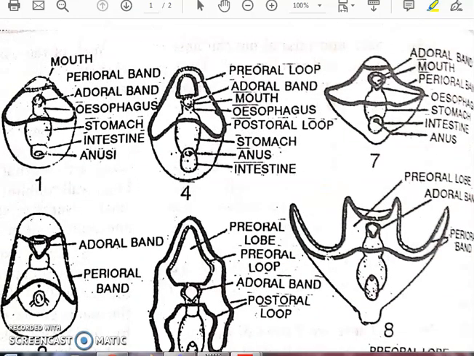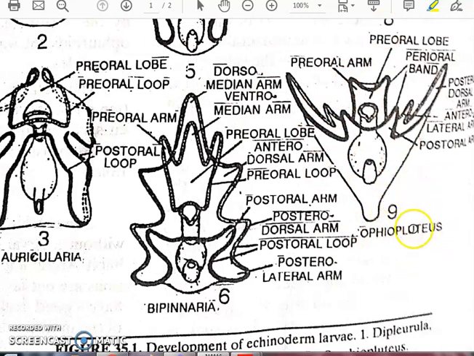After Asteroidea, the next class is Ophiuroidea, which contains the Pluteus or Ophiopluteus larva. This is the Ophiopluteus larva, figure 9. It is conical in shape, as you can see, and the preoral lobe is small in size. There are 4 pairs of arms: the preoral arm, postoral arm, anterior lateral arm and posterior dorsal arm. Posterior dorsal arms are the longest, and they may be absent in some.